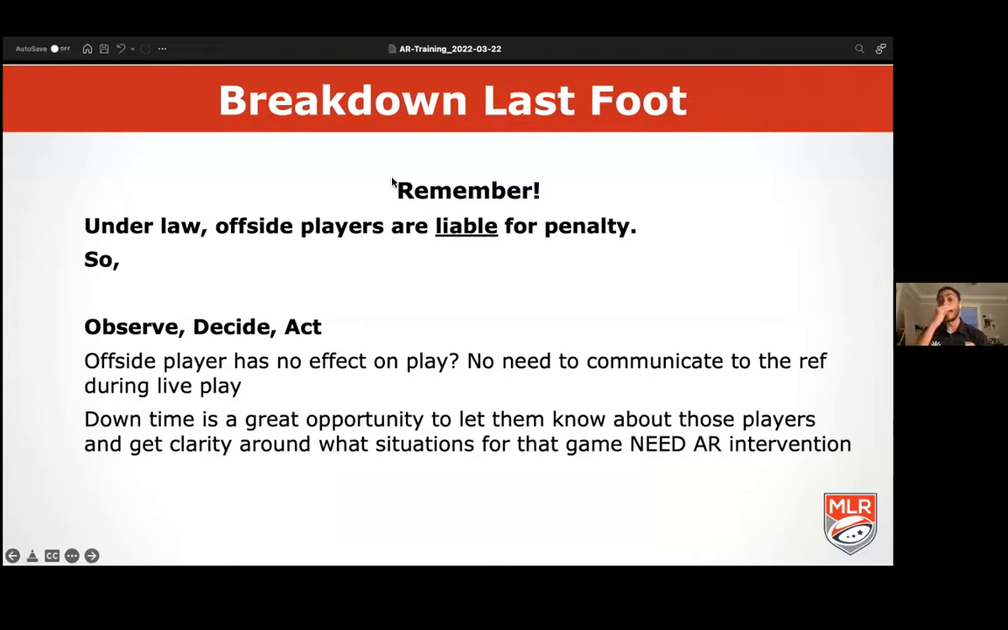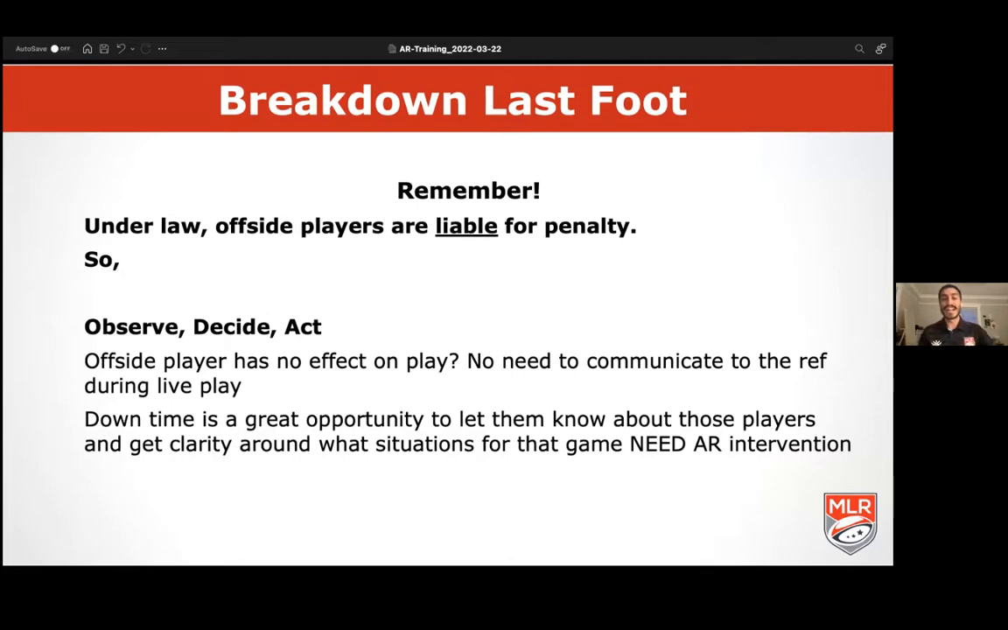My biggest thing here, though, again, it's fluid, dynamic, and we want to be smart with our communication. Under law, offside players are liable for penalty. This is different from a lot of other law situations where the referee must penalize the offender. So here, and this is something that I really want to emphasize as one of the biggest opportunities for learning and growth as an AR that can translate over into refereeing: you want to get to that last foot and then observe, decide, and then act.